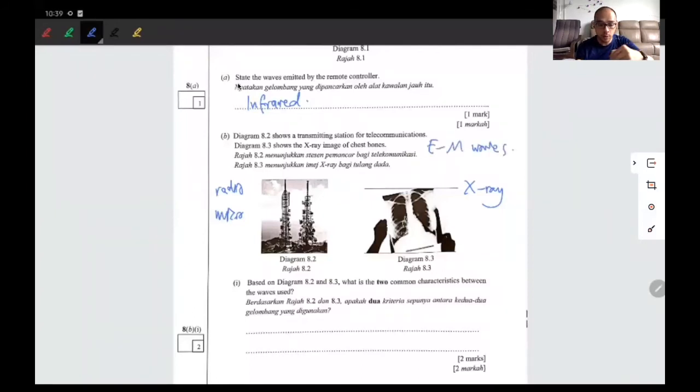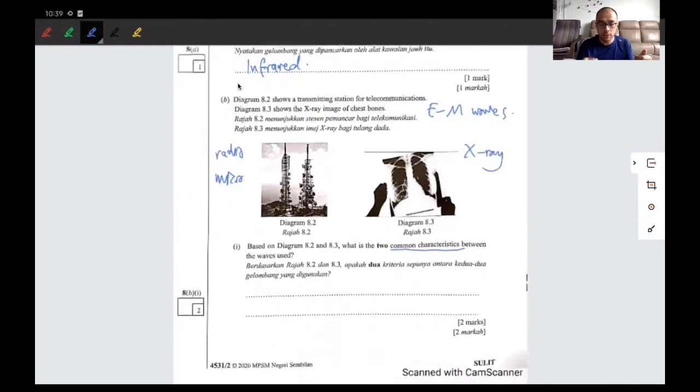So we have to give two common characteristics of electromagnetic waves. There are many characteristics of electromagnetic waves, but I'm just going to say two. Number one, it travels at the speed of light, sorry, at the speed of light in a vacuum. Number two, it is a transverse wave.